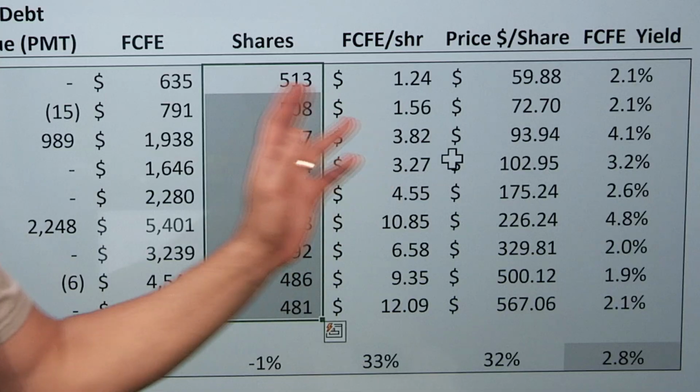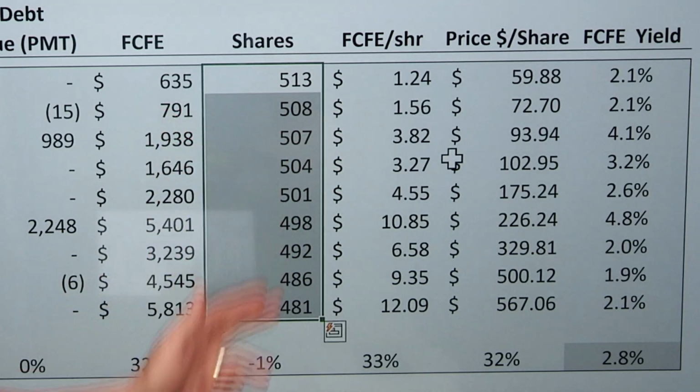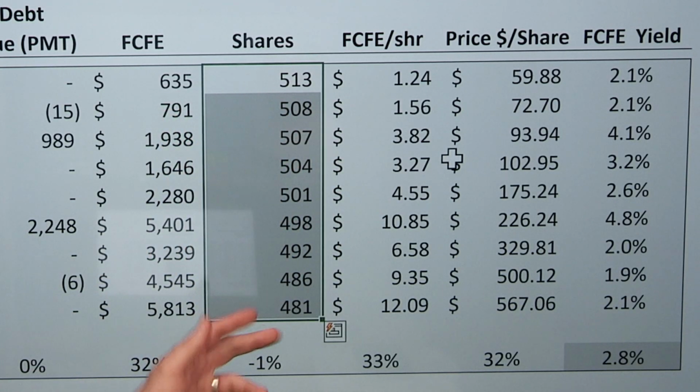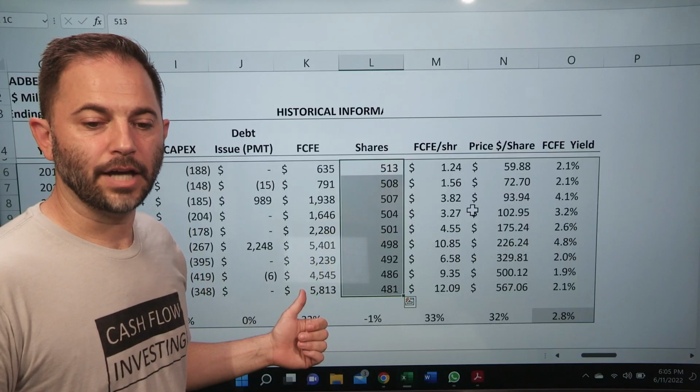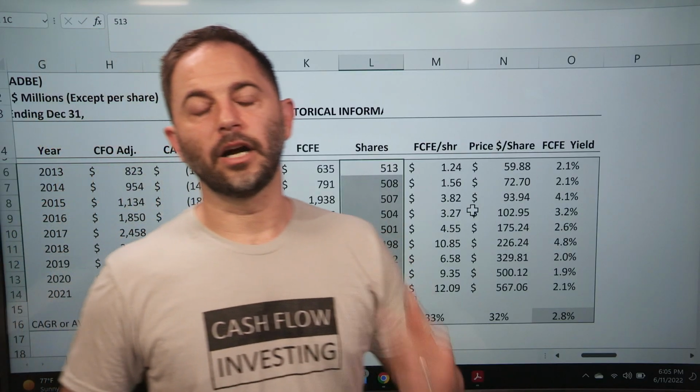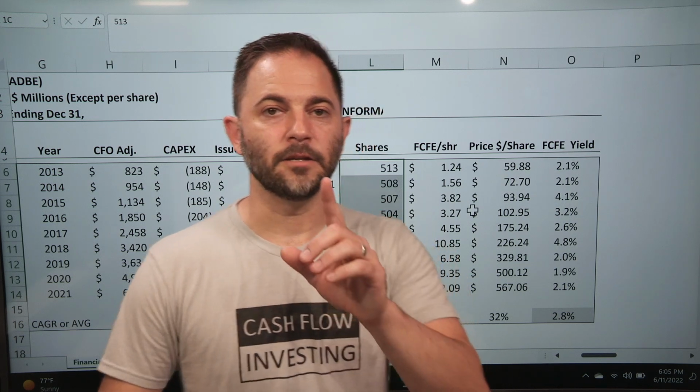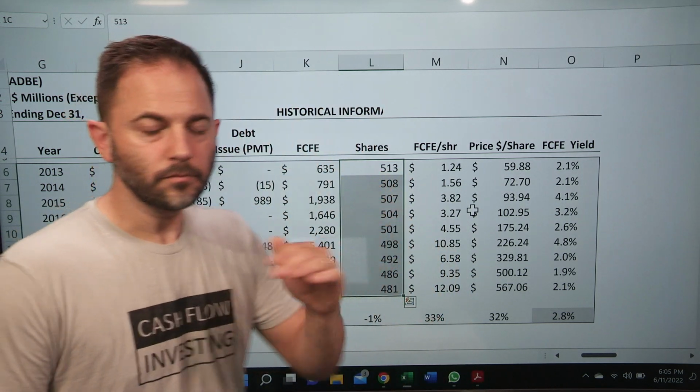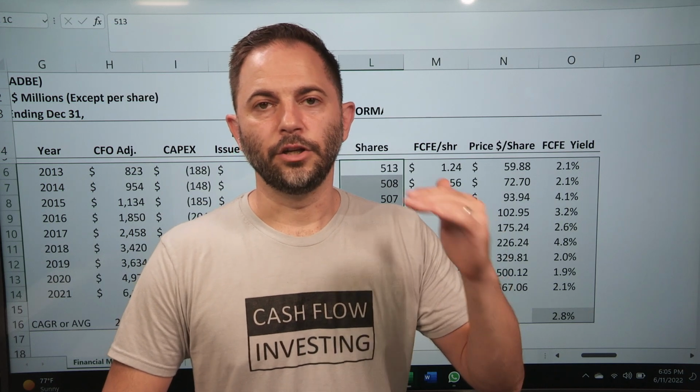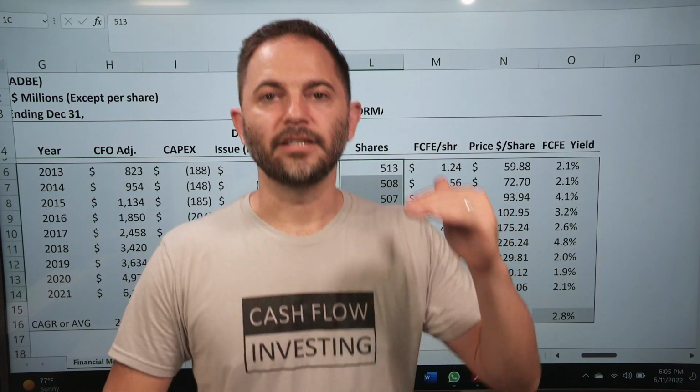Shares outstanding. So they've gone from 513 million shares to 481 million shares. They're buying back shares with this free cash flow. That's a 1% annual reduction in outstanding shares. That means if you bought a share here and never sold it, your percent ownership in the business has increased.